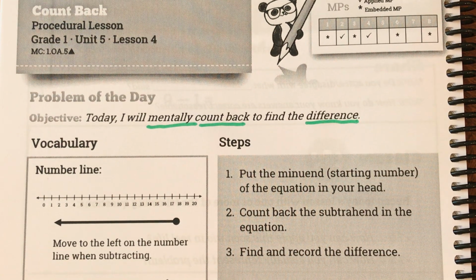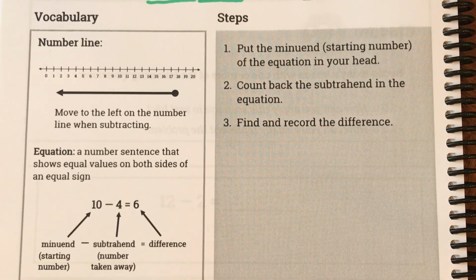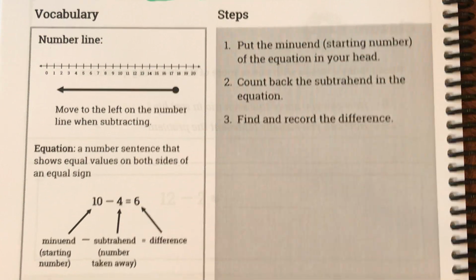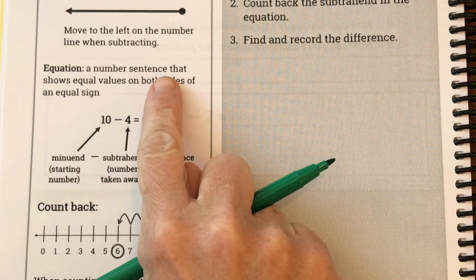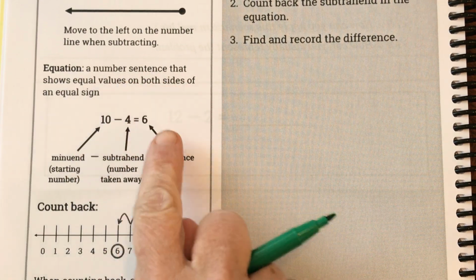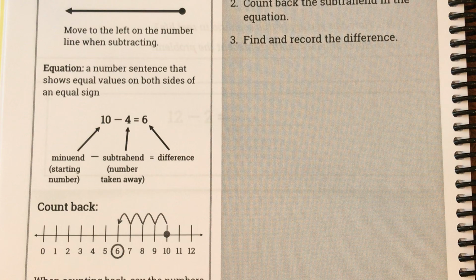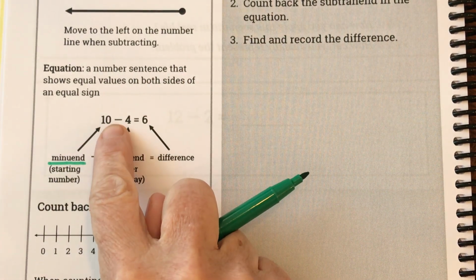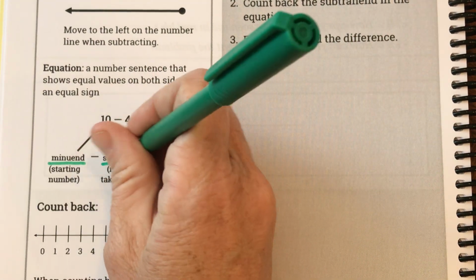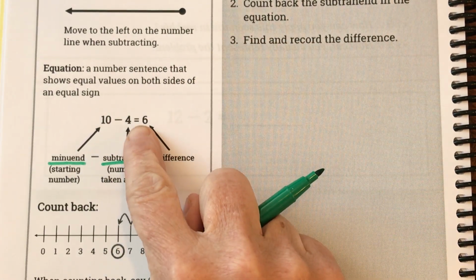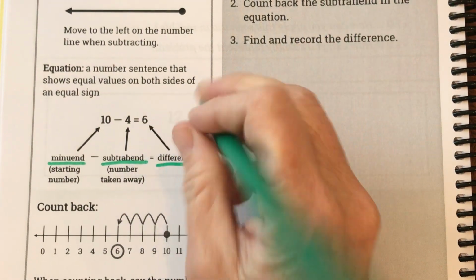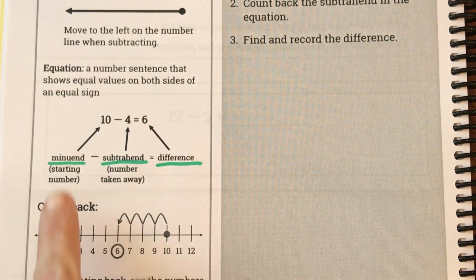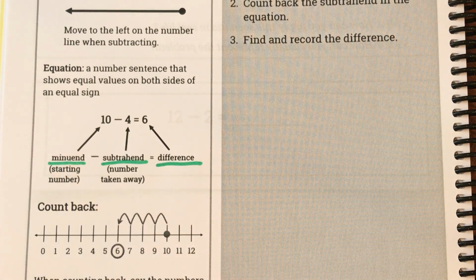Okay, so let's look at our vocabulary. We see a number line here, but we're not going to be using our number line. And then they remind us about what an equation is. It's a number sentence. Here's a number sentence. And remember our words for subtraction. Our minuend is what we start with. Our subtrahend is what we're going to take away or subtract. And then our answer is called our difference. Those are our subtraction keywords.